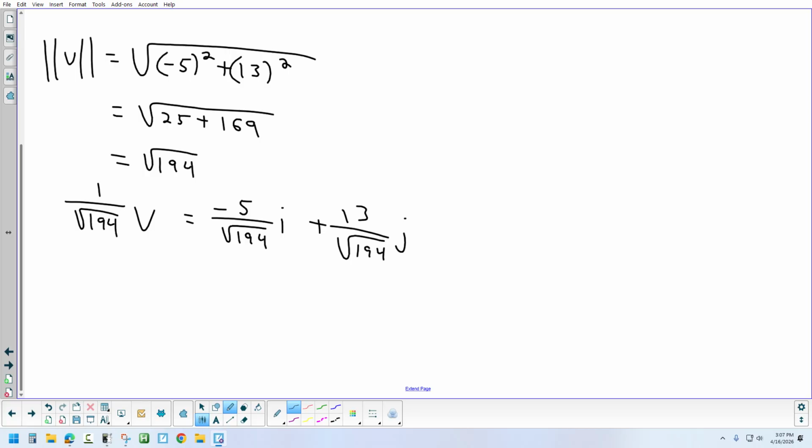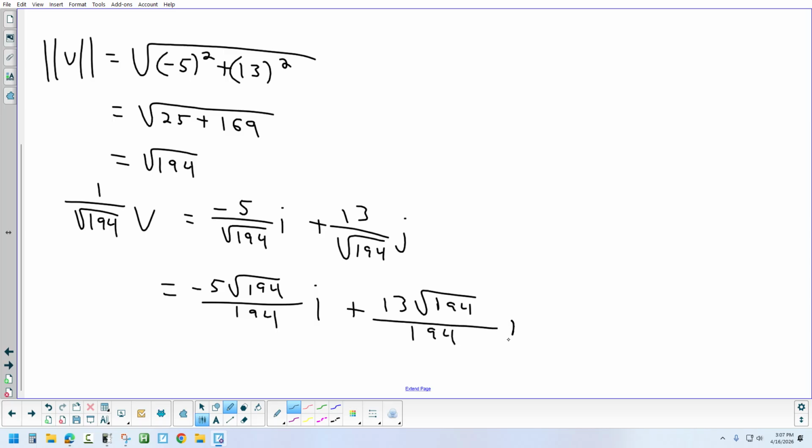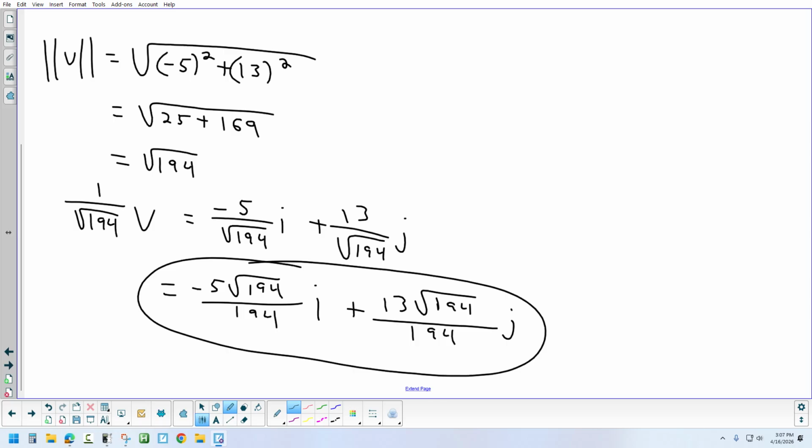So the only thing we could do is multiply top and bottom by square root of 194. Negative 5 root 194 over 194 plus 13 root 194 over 194j. So not a very clean answer, but that's the concept. That's what's important. You multiply by the reciprocal of the magnitude to turn it into a unit vector.